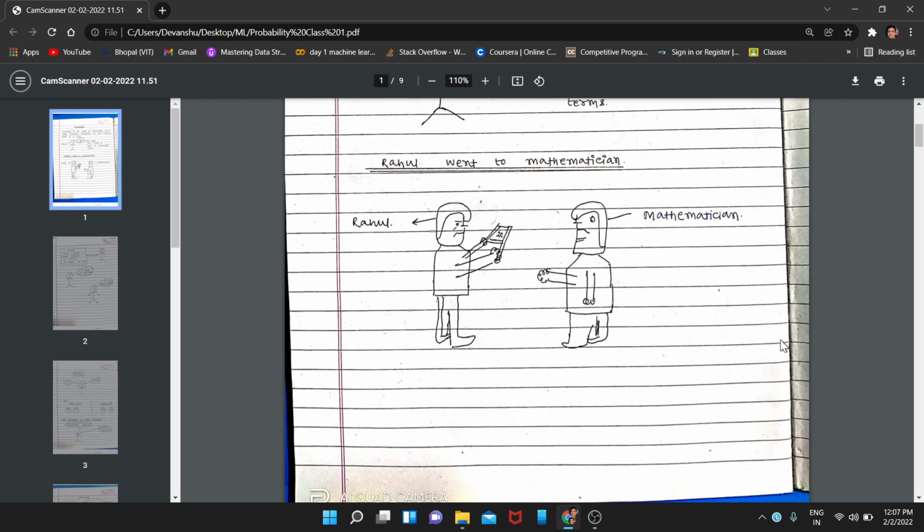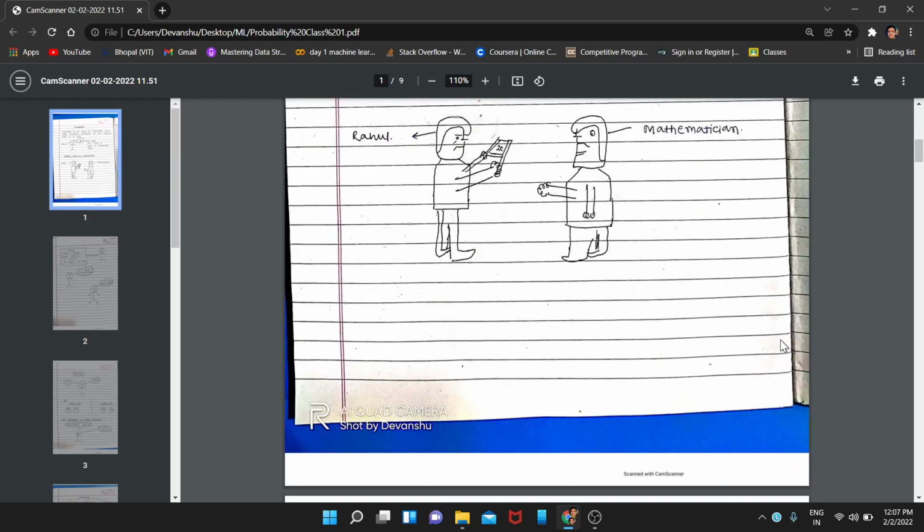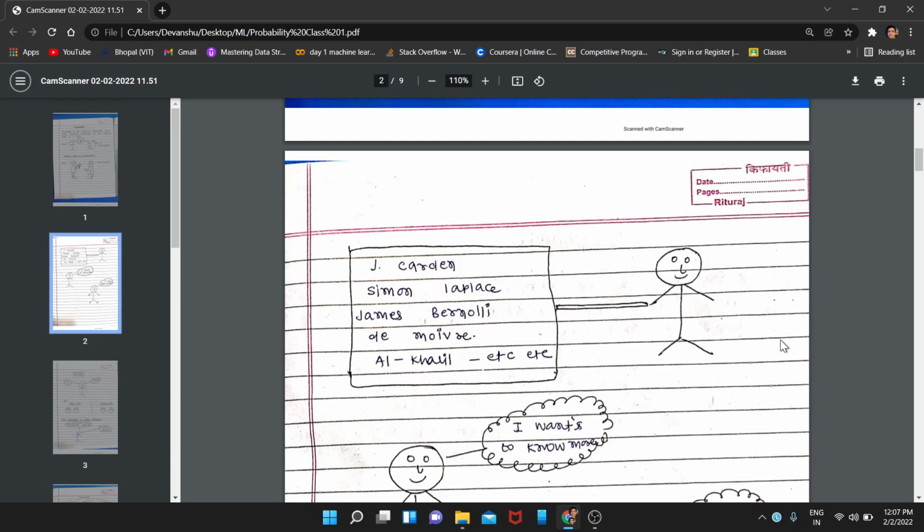But Rahul was really interested, and Rahul said, "Sir, I want to know about mathematics." Sir said that there are many scientists like J. Cardan, Simon Laplace, James Bernoulli, D. Markov, A. I. Kalali. These are all the scientists who have worked in this field, and they have defined probability, how events occur, and how things happen in your dice game and in all the games which we play. But Rahul wants to know more.